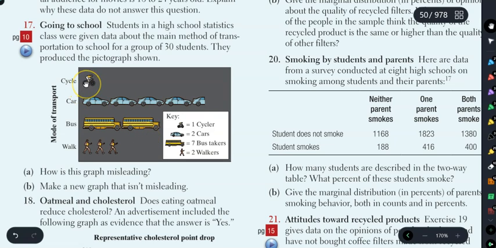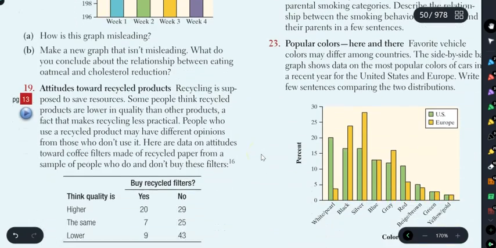Also, the cyclist is 1 cyclist and the person is 2 walkers. Well, it looks like 1 cyclist is more than 1 walker. So again, those are not proportional either. All right, so let's look at the next one. Let's look at number 19.